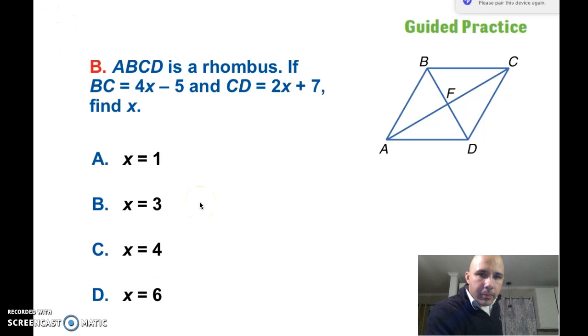Okay, this is letter B. ABC is a rhombus. If BC is 4x minus 5 and CD is 2x plus 7, you want to go ahead and find the variable x. All right. Again, remember the properties of a rhombus, and good luck on solving this question.